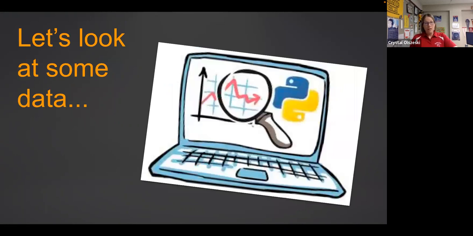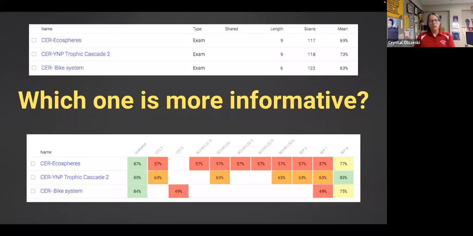So let's take a look at some data that GradeCam can give you, and see how valuable GradeCam really is as far as getting you the data that you need to make informed decisions as a teacher as far as how your students are doing. If you look at these two images, the top one and the bottom one, ask yourself the question, which one is more informative to you as a teacher? The top one, we got 3 different assessments, and you're seeing how many scans, so how many students took it, and then the overall score for that. And at the bottom, you're seeing the same assessments, but you're seeing actual standards and a percent for those standards.